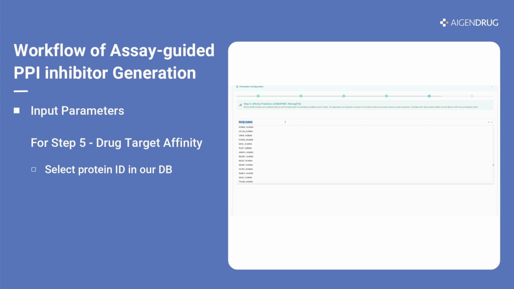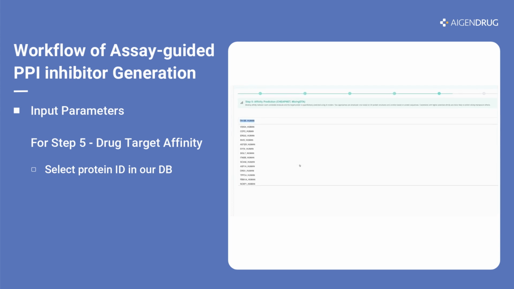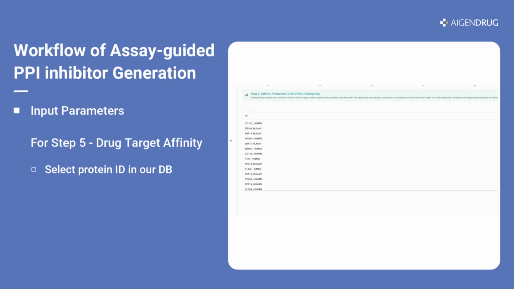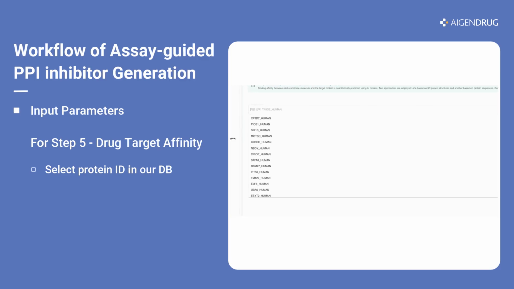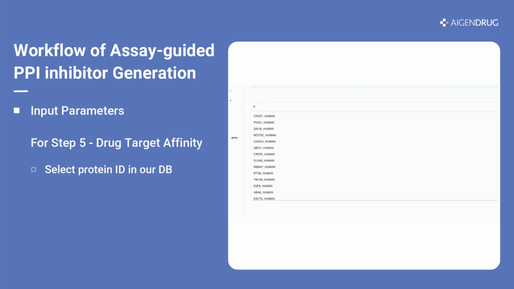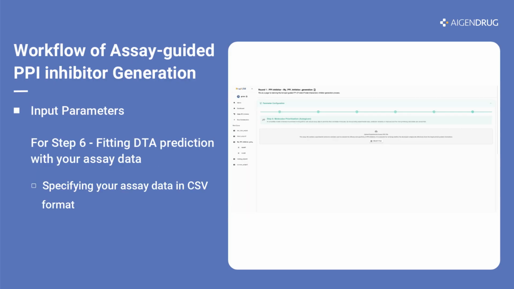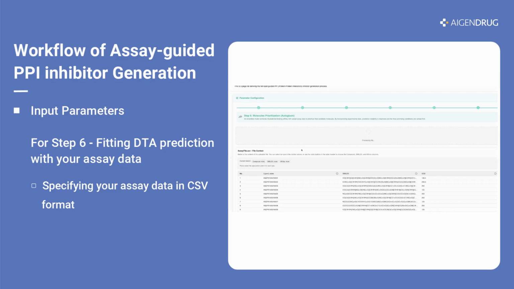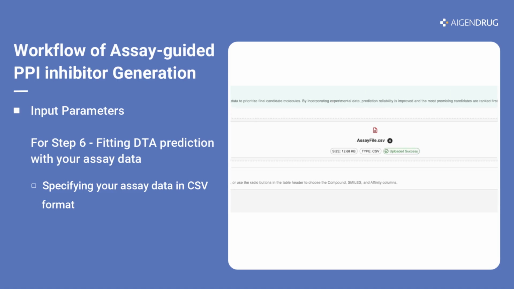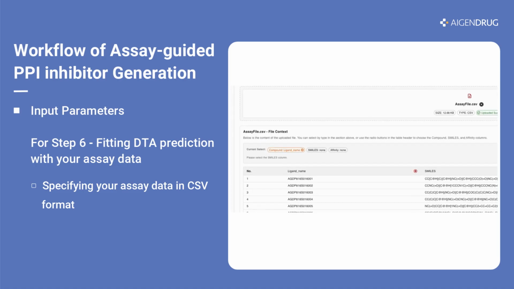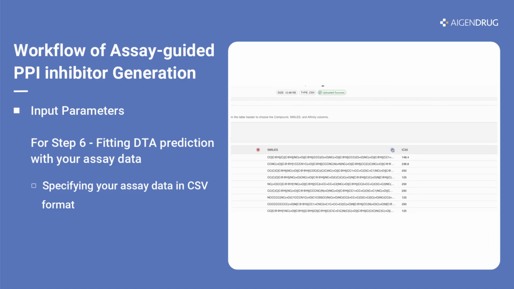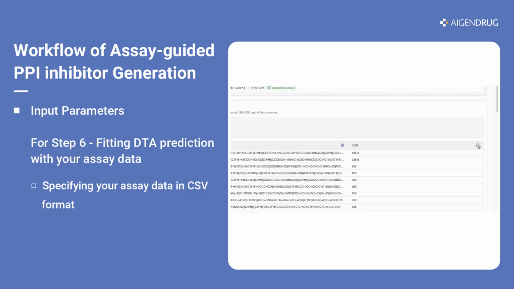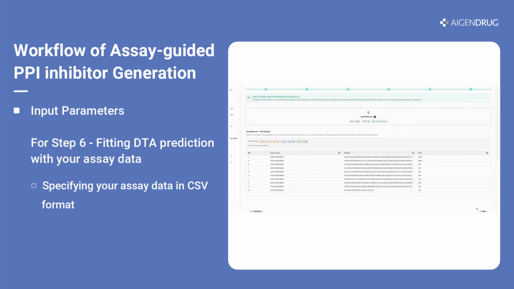Step 5, drug target affinity. Candidate molecules after residue level filtering are examined by predicting drug target affinity values using our novel in-house drug target affinity tools. You can examine multiple proteins by selecting protein IDs in RDB. Step 6, fitting DTA prediction with your assay data by specifying your assay data in CSV format. DTA models are trained using public data. Thus, it is important to fit in your assay data so that DTA prediction can fit for the protein target of your current interest.